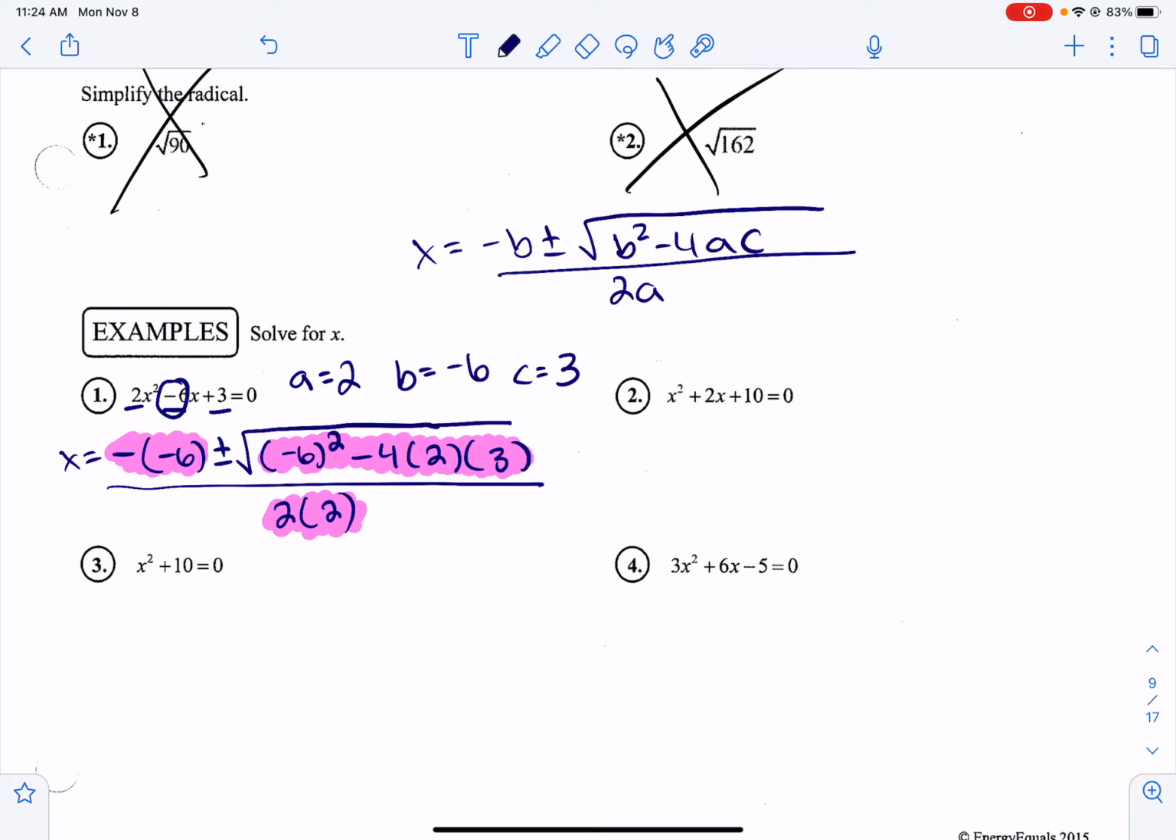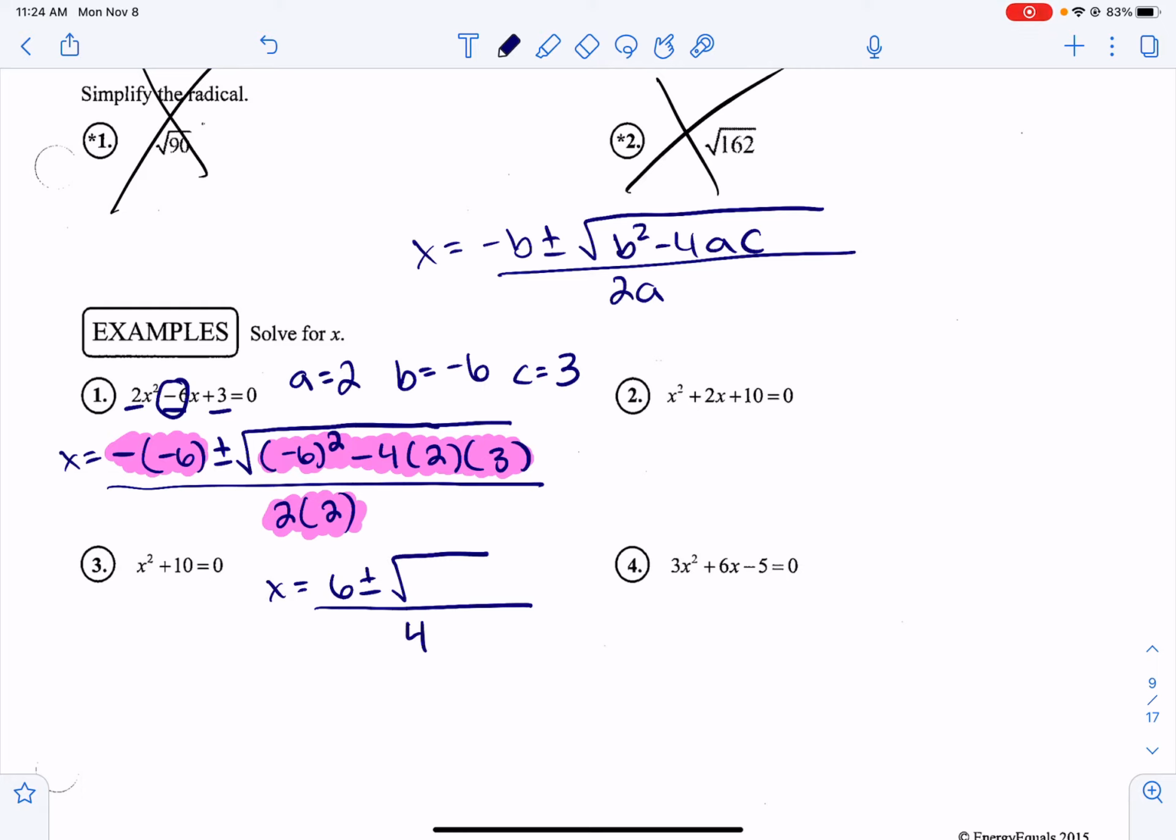So the very first highlight, -6. If I put that in my calculator or I do that in my head, that becomes x equals +6. And then I still have a plus minus and I have this square root. And all of that goes over a fraction. On the bottom, I just have 2 times 2. Well, that's easy. That's 4. So I'm going to put that in there.